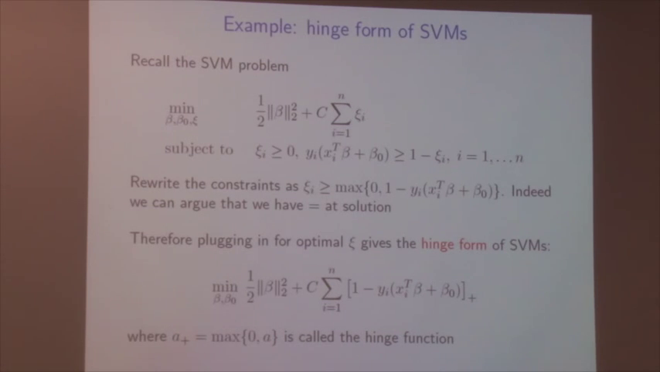So if we know that at a solution, xi_i is going to be equal to this quantity, we can just get rid of xi_i completely, right? We've solved it. And then that's how we get the hinge form of SVMs. Does everyone feel good about that line of reasoning? Okay.